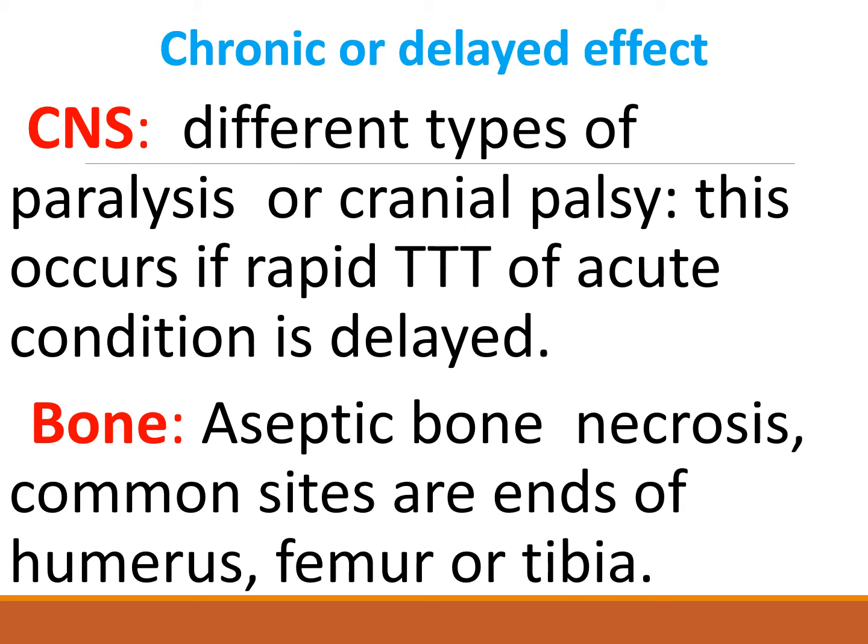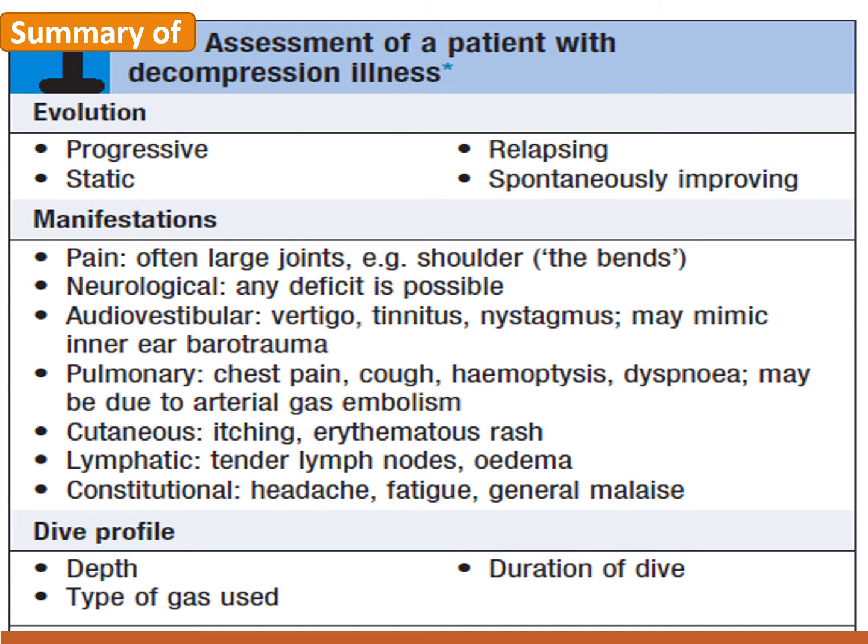Chronic delayed effects of decompression sickness. CNS manifestation: different types of paralysis or cranial palsy. This occurs if rapid treatment of the acute condition is delayed. Bone: aseptic bone necrosis. Common sites are the ends of the humerus, femur, or tibia.